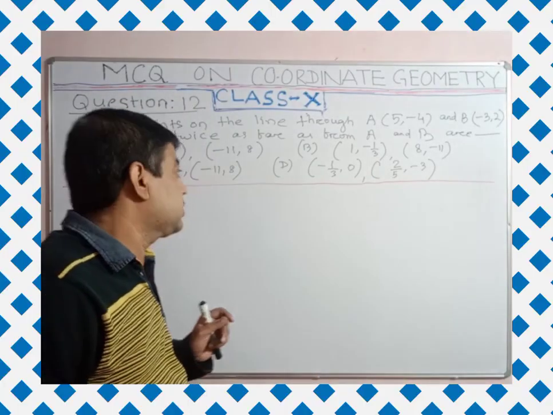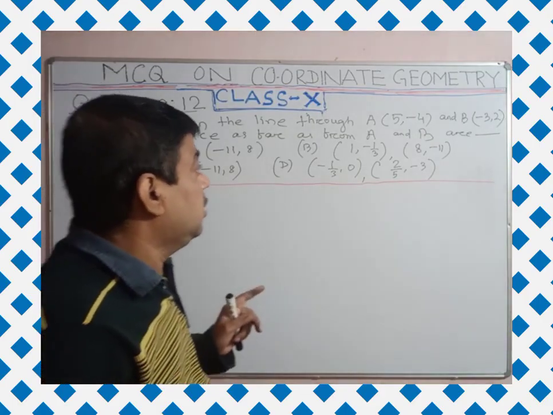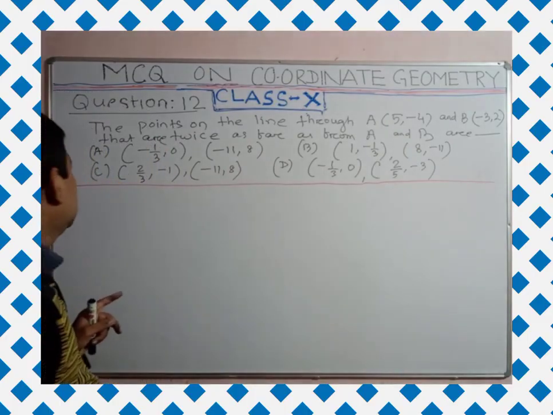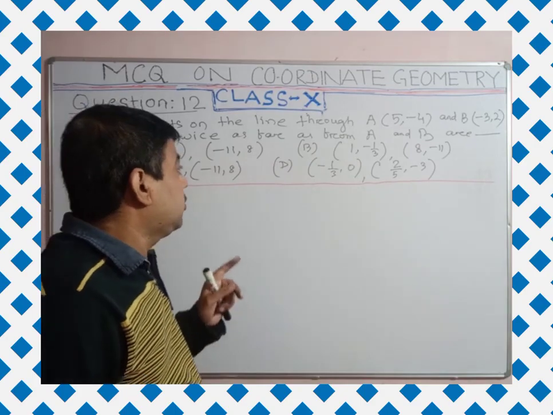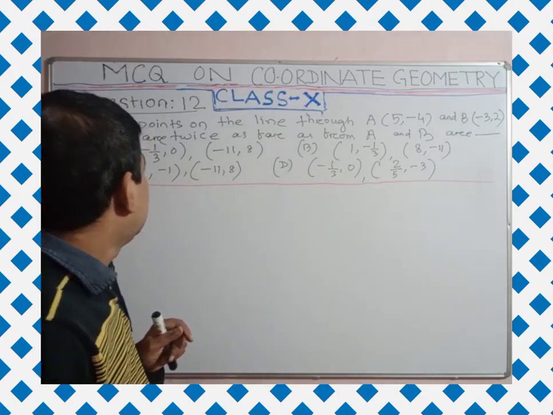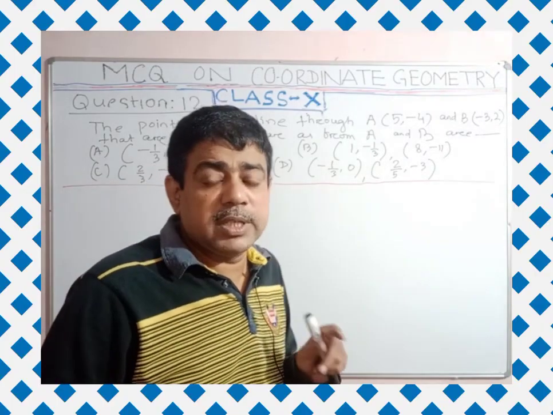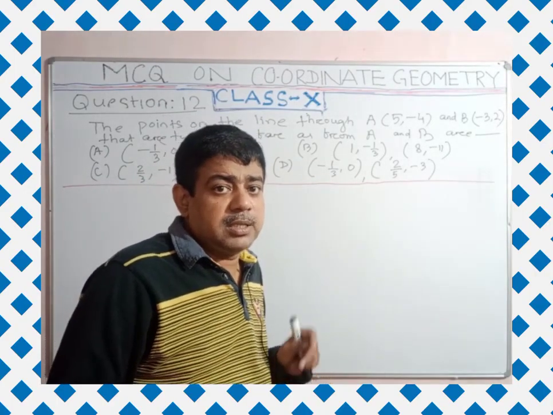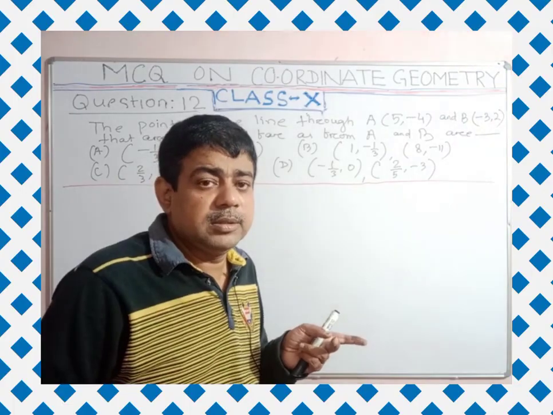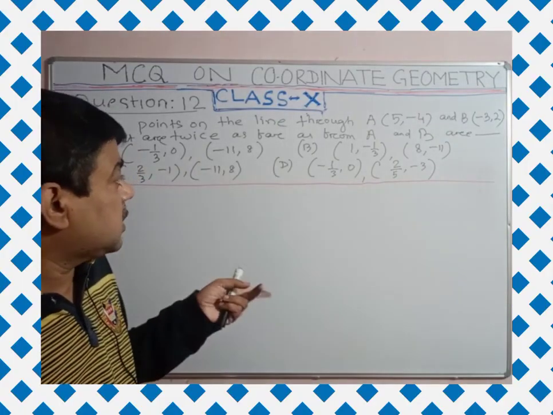Okay. Let's see the problem first. The points on the line through the point A, whose coordinate is 5, minus 4, and B with coordinate minus 3, 2, that are twice as far from A as from B, are to be found. The given options are already clear to you. We have to find the points on the line that is passing through the two points A and B whose coordinates are given, in such a manner that the points are twice as far from A as from B.